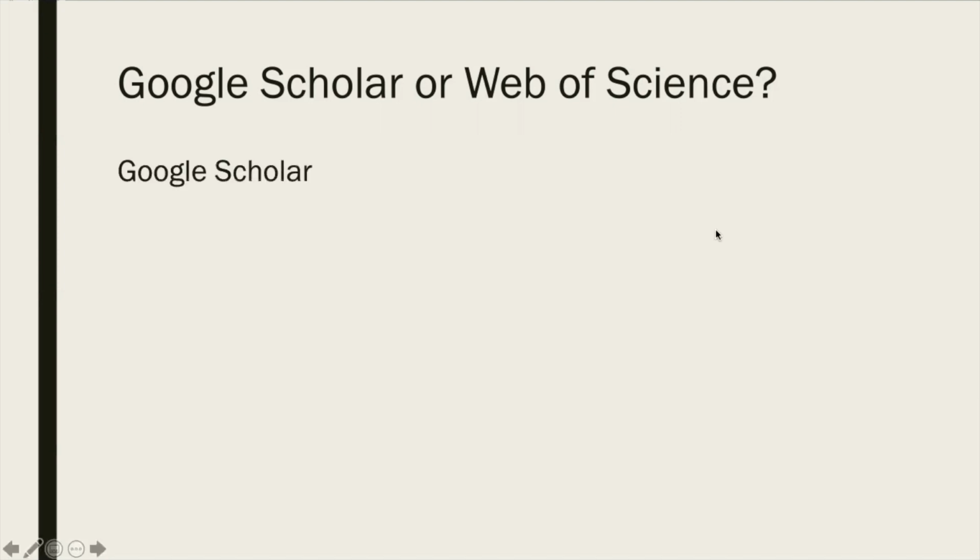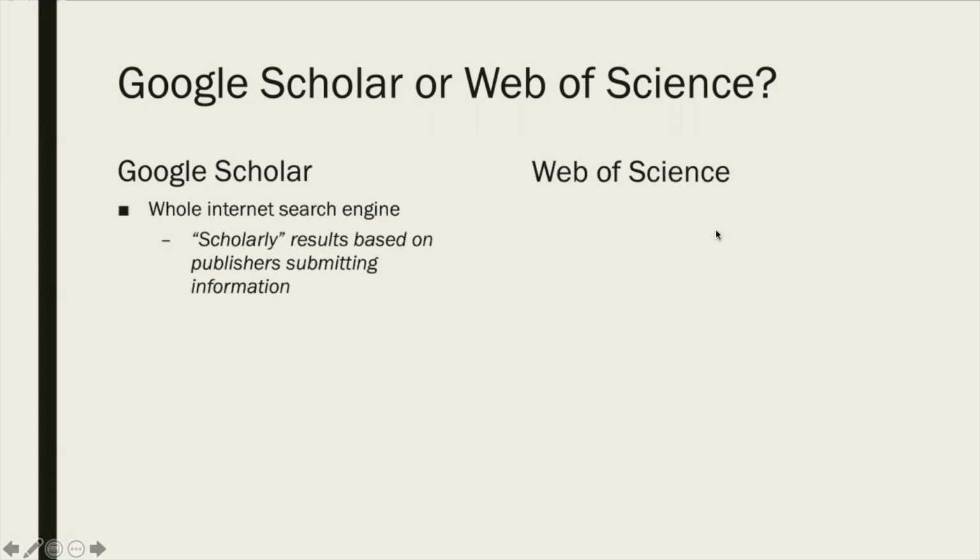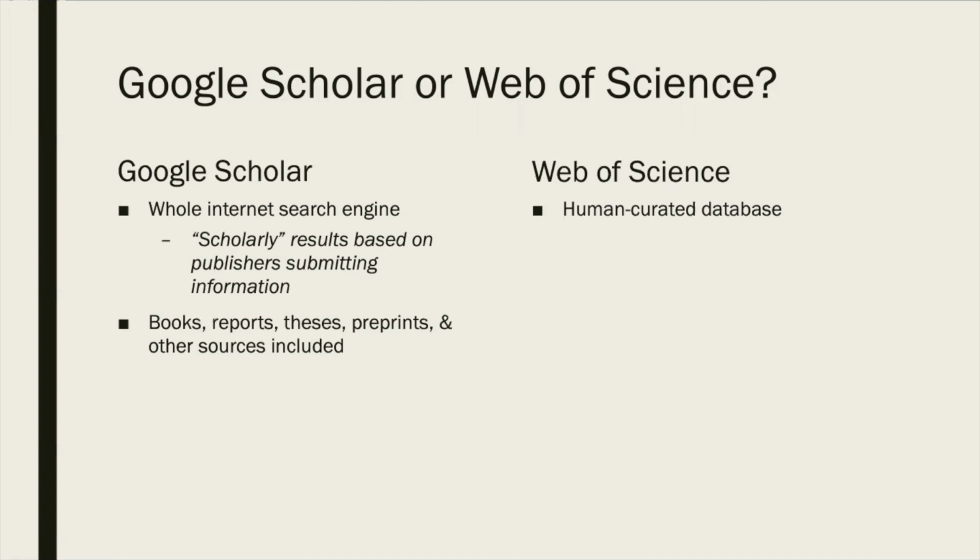So Google Scholar is a whole internet search engine. So it is kind of filtering these scholarly results based on the publishers submitting information. On the other hand, Web of Science is a human curated database. So it's people, scientists that are filtering these academic scholarly journals.